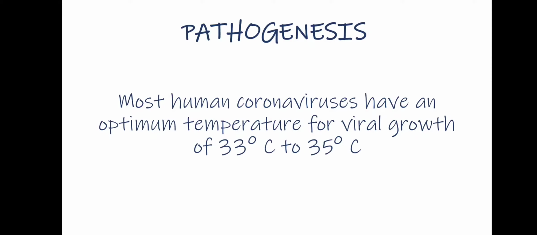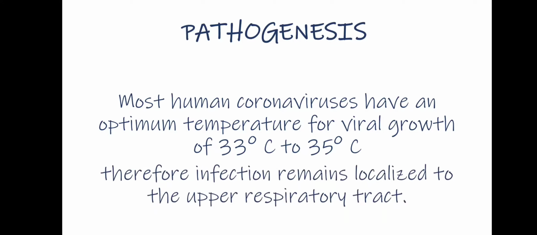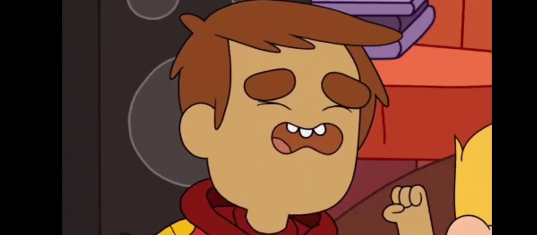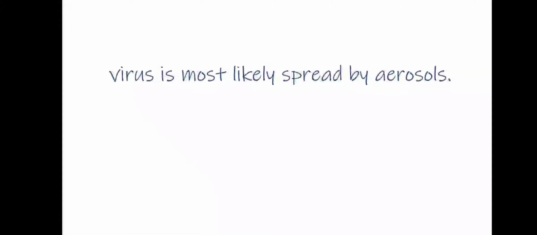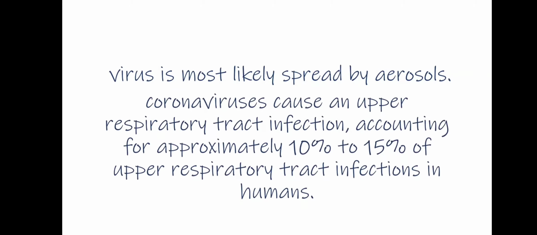Most human coronaviruses have a certain temperature for viral growth. The temperature will be between 33 to 35 degrees Celsius. Therefore, infection remains localized to the upper respiratory tract. This virus is most likely spread by aerosols. Coronavirus causes approximately 10 to 15% of upper respiratory tract infections.